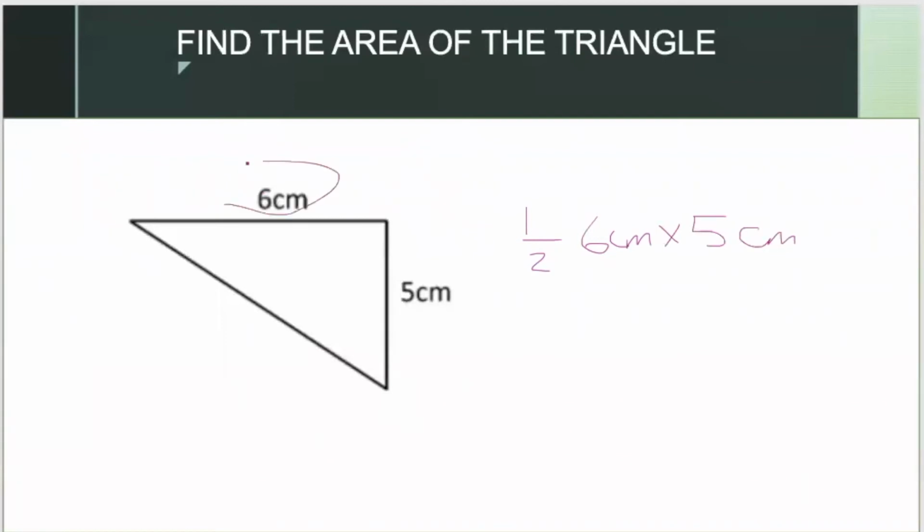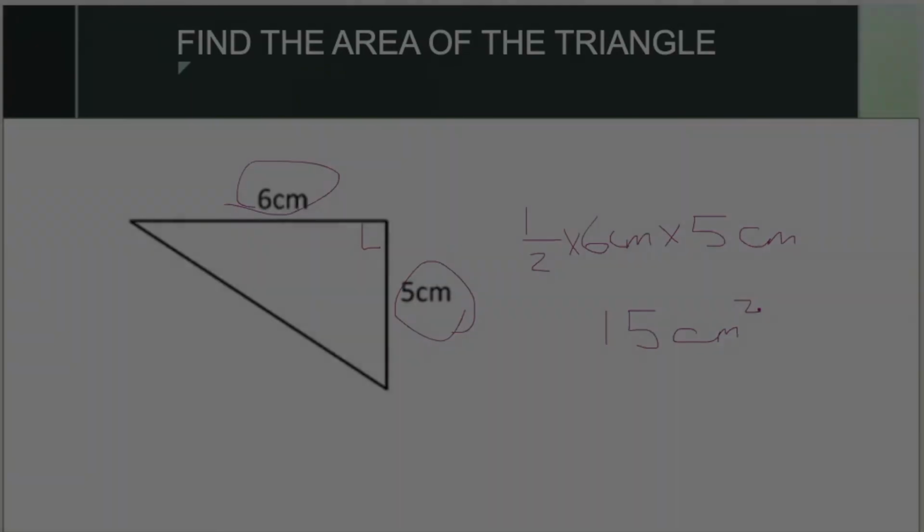So this is the base of the triangle. This is the height. As you can see, it meets at a right angle. So the answer, we multiply half of 6 is 3. 3 times 5, that's 15. So the answer is 15 centimeters square.